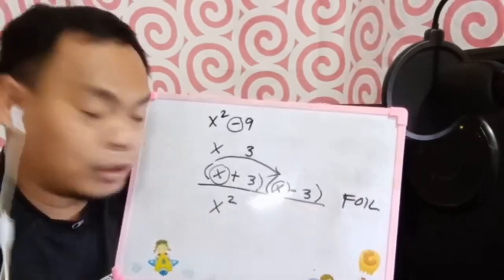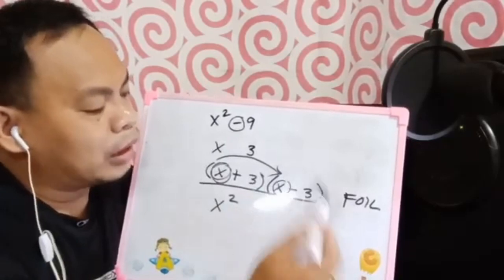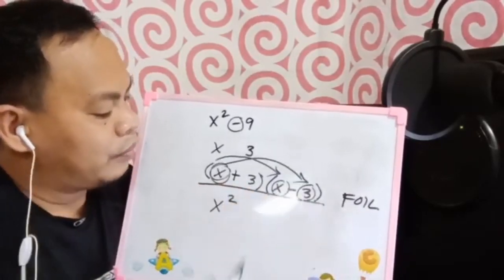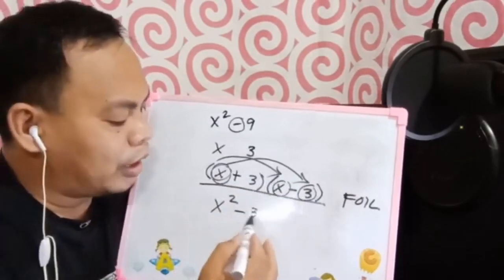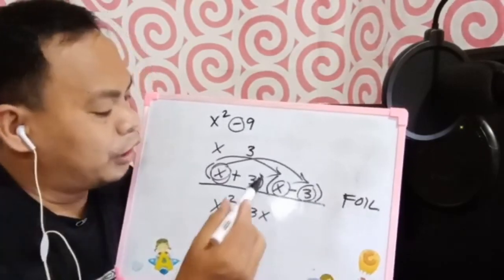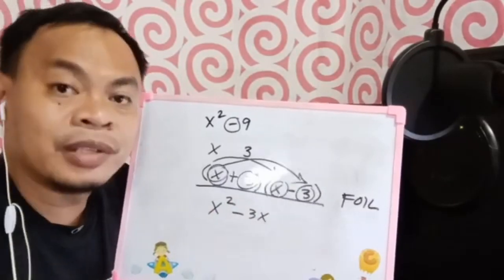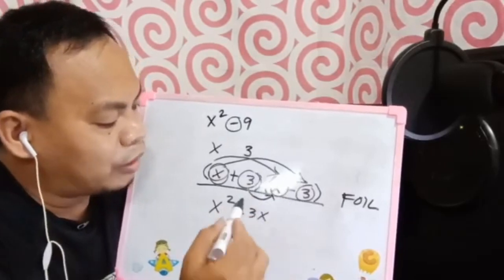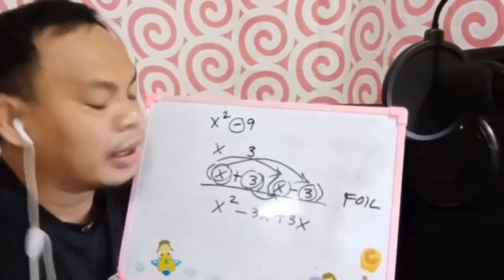O, outer terms. So for this part here, our outer term is x. And for this part here, our outer term is 3. So let's multiply x to 3. So x times 3, this is negative 3, this is positive x. So therefore, negative 3x. I, inner terms. So for this part here, our inner term is 3. And for this part here, our inner term is x. So therefore, let's multiply 3 to x. So 3 times x. This is positive, this is positive. So the result is plus 3x.